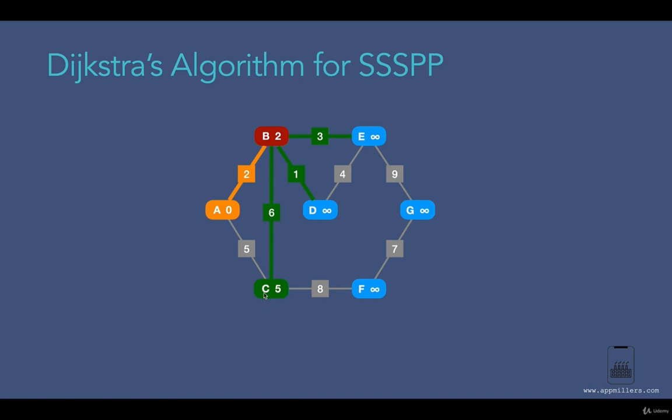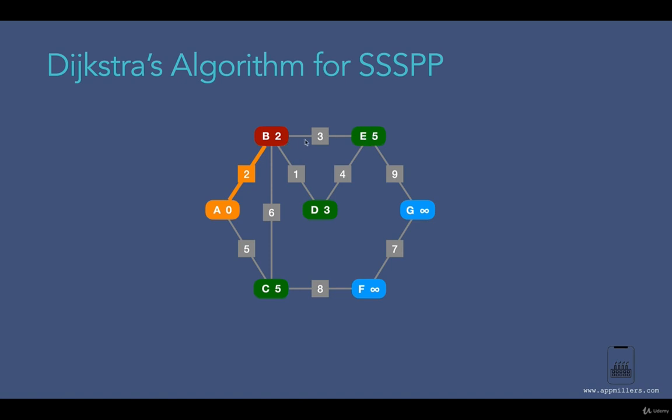So if the already calculated cost is less than the cost that we are calculating now, we do not update the cost of that node. Then we continue to the next node. The next node is D. The cost of D in this case, 2 plus 1, will be 3.